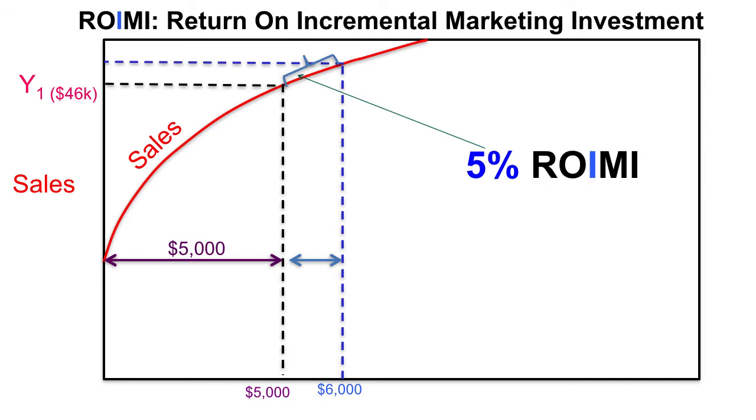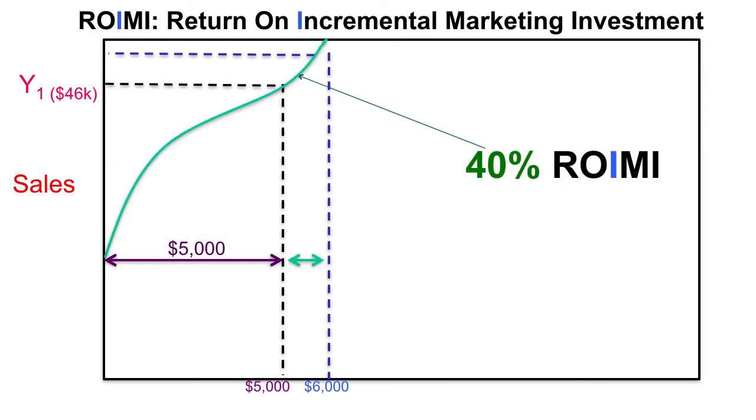So that particular ROIMI over there is 5%, which is lower than your first tranche of spending, which is 12%. So the question is, should you spend another $1,000 and it might be 4% return on marketing investment, or should you look at a completely different initiative? But don't forget that that incremental could also be a different initiative.